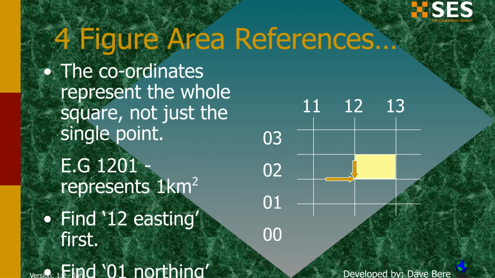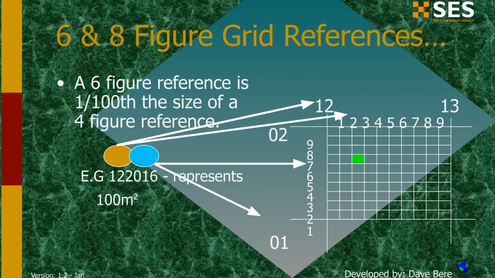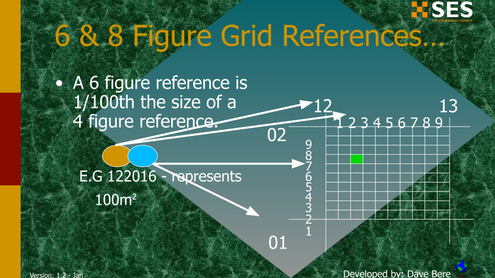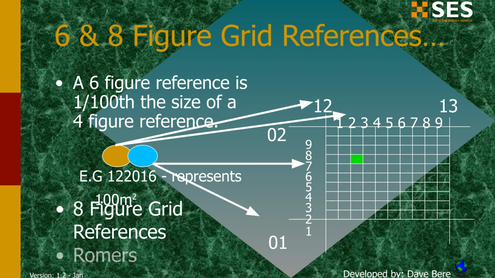Four-figure area references represent a whole square, not a single point. For example, 1201 represents a 1 square kilometer area. To locate it, find the 12 easting first, then the 01 northing second. A 6-figure reference is 1/100th the size of a 4-figure reference, representing a 100 square meter area, such as 122016. For 8-figure grid references, romers can be used to further refine the location, down to 10 square meters.